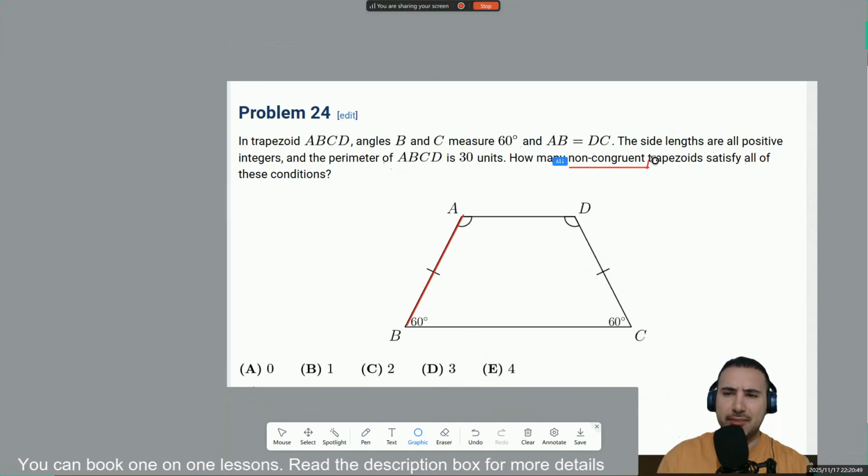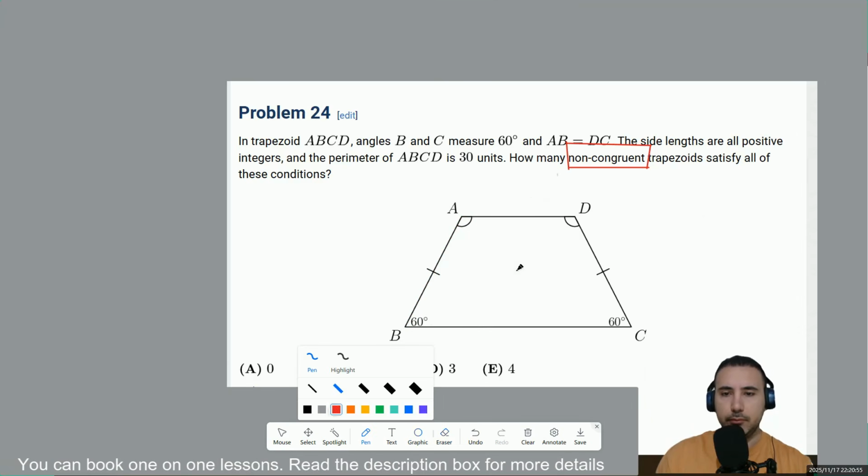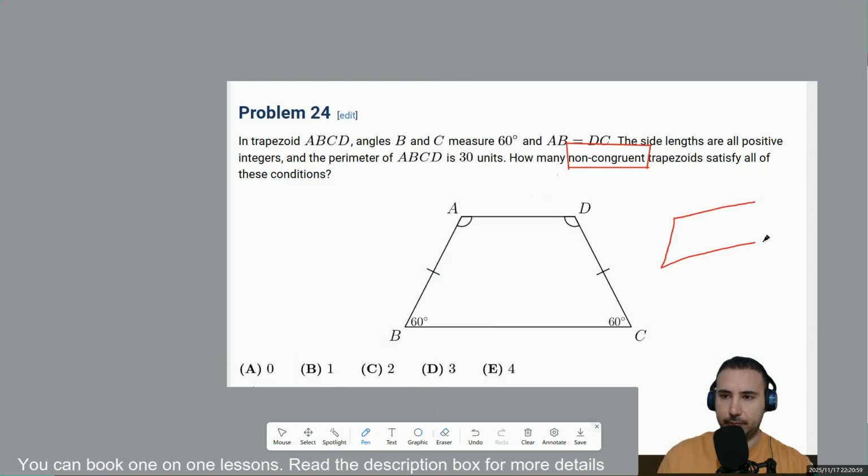Why did they have to say non-congruent? What does that even mean? For example, one trapezoid could be like this, for example. I don't know, for example, what if this one is 8? This one is 8. This one is also 4, 4. So that's equal to 24. Oh, this actually would become so small.